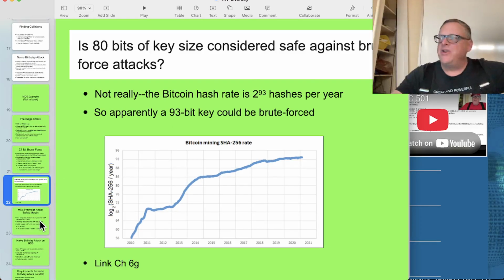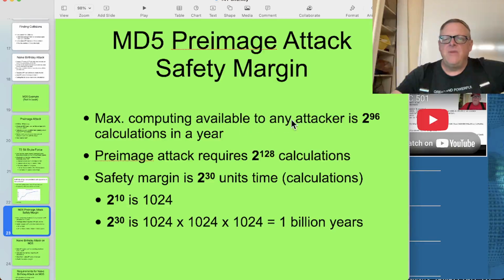So that's a measure. And so if you consider the maximum computing power available to anyone is, say, 2 to the 96, just to round it off, then the pre-image attack takes 2 to the 128 calculations, so your safety margin is about 2 to the 30.